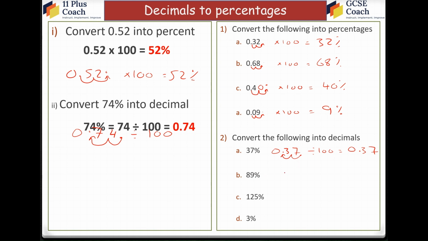So 89%, same again. So 89, you divide it by 100. So find the decimal point. If it's not there, it's at the end. Move it two places, it becomes 0.89, add a 0 before it. So the answer to that would be 0.89.